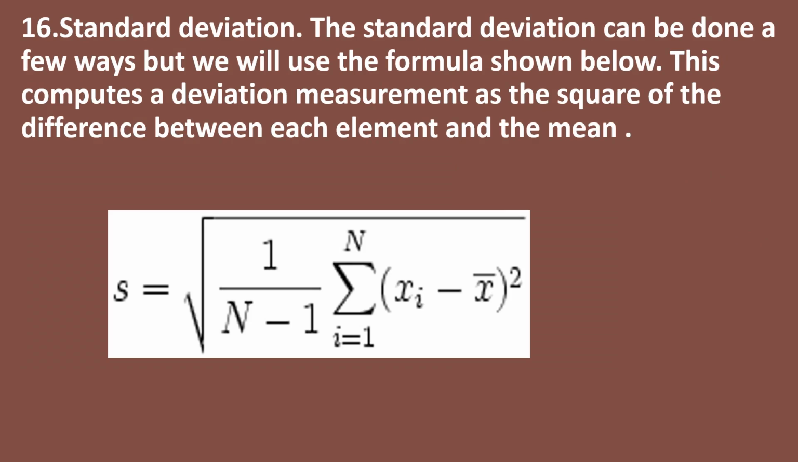Now you have to find out standard deviation. Standard deviation can be done in a few ways, but here you have to use this formula, which will compute the deviation as the square of the difference between each element and the mean, as you can see over here, and which will be divided by n minus 1, and you have to take the square root of this. Now let's do this program.